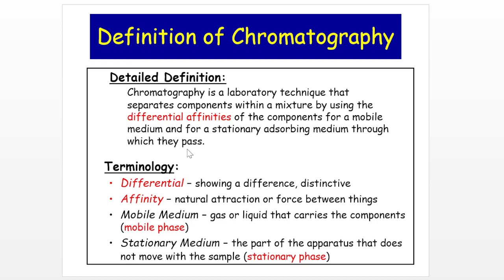The terminologies used in chromatography are: Differential, which is basically showing a difference, distinctive. Affinity is a natural attraction or force between things. Mobile medium, it may be gas or liquid that carries the components, the mobile phase. Stationary medium is the part of the apparatus that does not move with the sample.